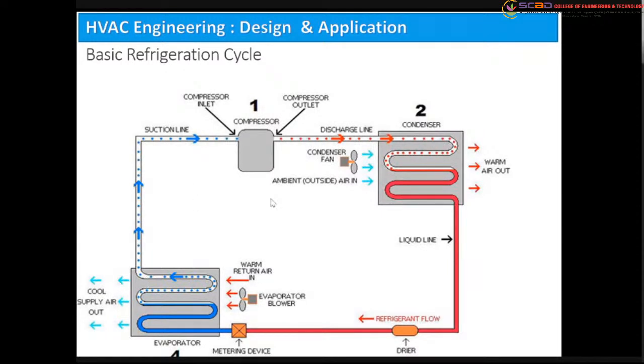You can see this is a basic refrigeration cycle. The evaporator is here, the condenser is here. The compressor gets the superheated compressed gas and sends it through the condenser, and then the refrigerant runs back, providing chilled air. If someone is interested, go to this subject and read it. It's easy to understand as well.